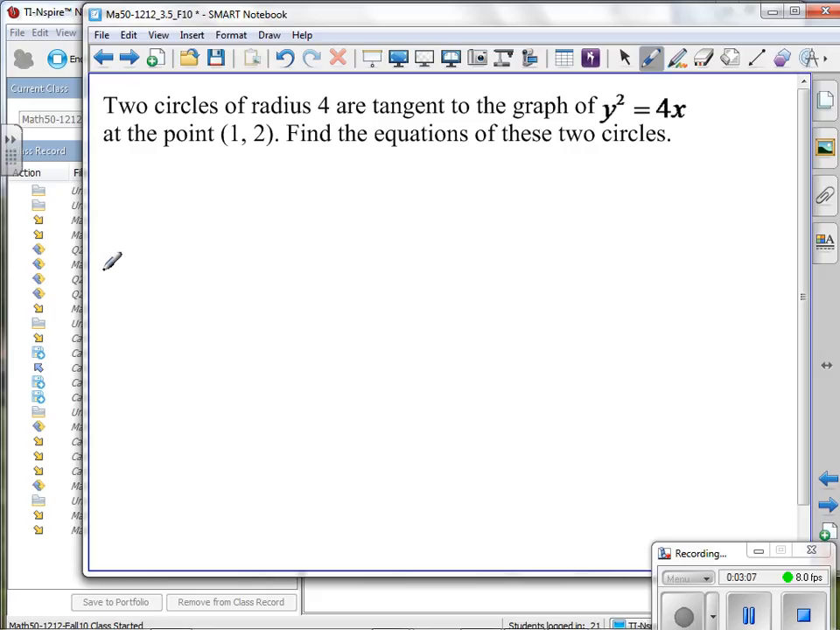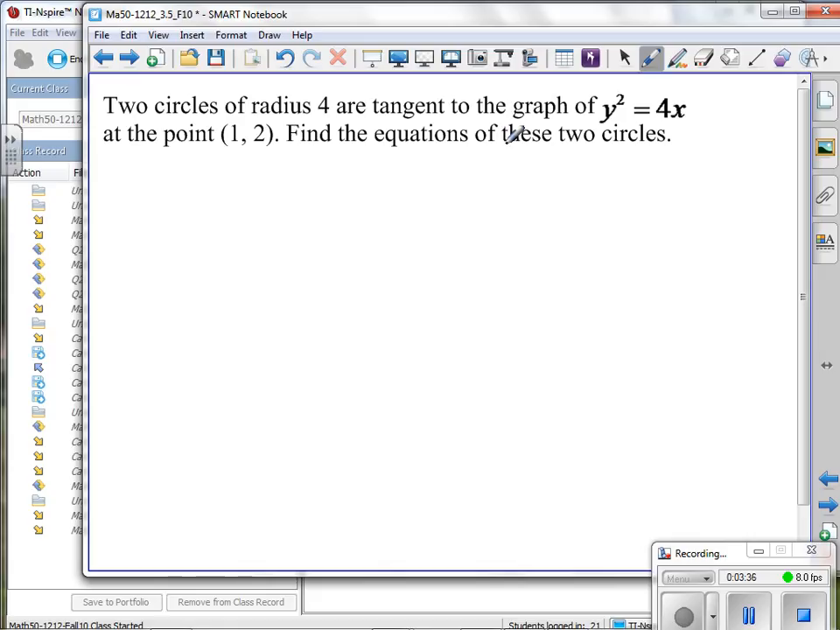Okay. Let's see. Find two circles. Oh, this is a good problem. These are the types of problems that I want you to have. And it's so easy just to give you practice problems that are simple. But these are the ones that really test our understanding of all the mathematics we've ever had. So let's see here. Two circles, radius 4, tangent to the graph of y squared equals 4x at the point (1, 2). Find the equations of these two circles.